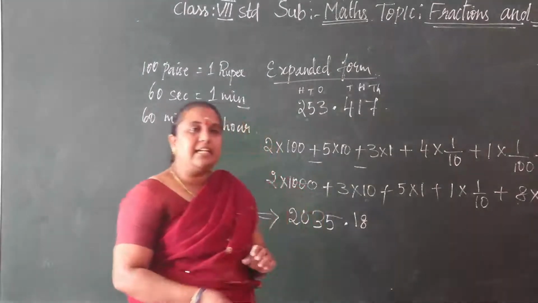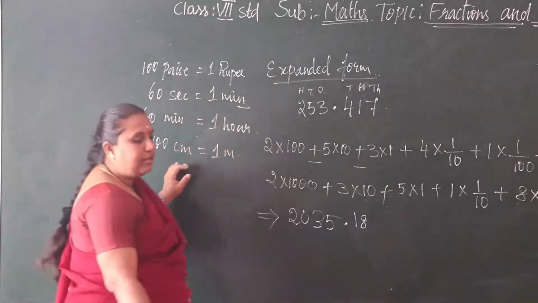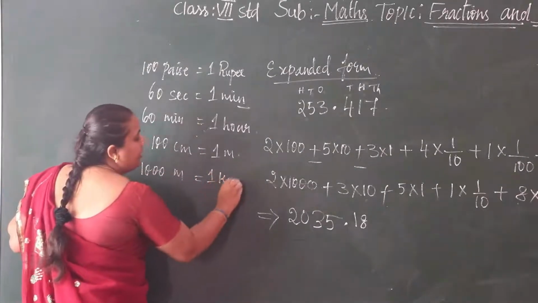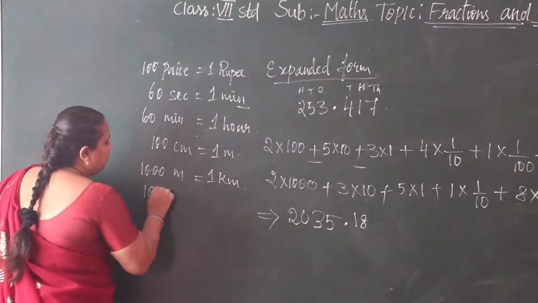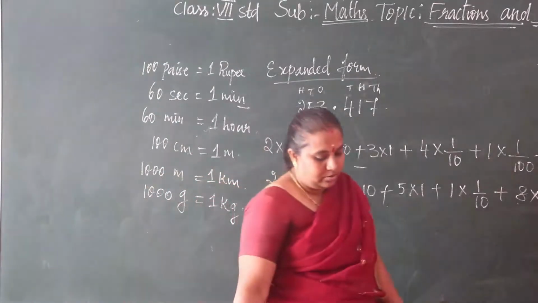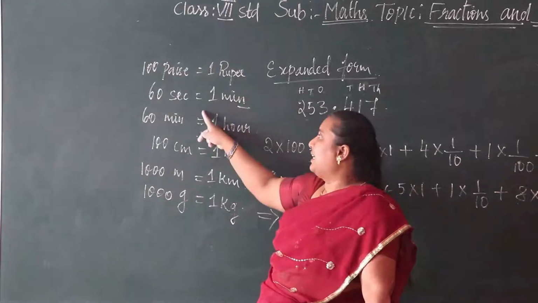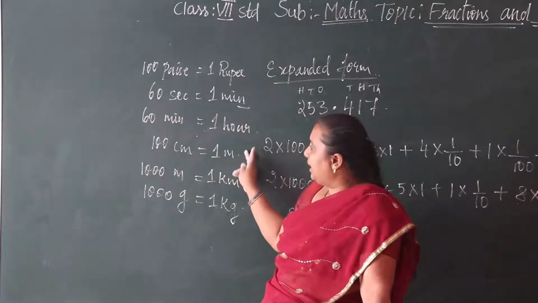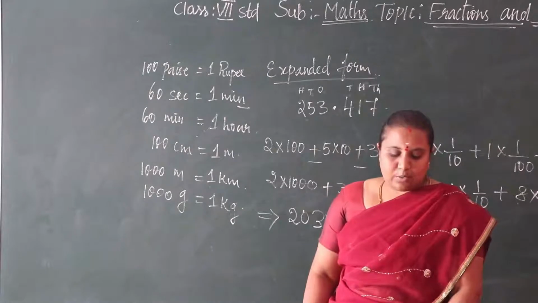Then 100 centimeters equals 1 meter, and 1000 meters equals 1 kilometer. And then 1000 grams equals 1 kg. In the same way, you have liters also. So you have these conversions of units: 100 paise equals 1 rupee, 60 seconds equals 1 minute, 60 minutes equals 1 hour, 100 centimeters equals 1 meter, 1000 meters equals 1 kilometer, and 1000 grams equals 1 kg. Okay, so based on this you have exercise problems.